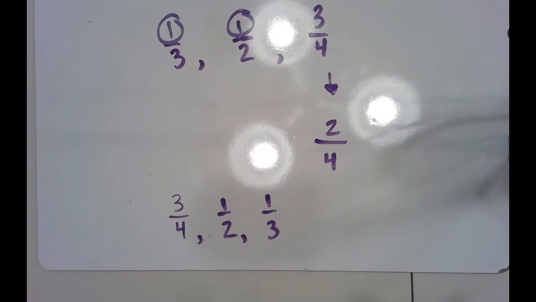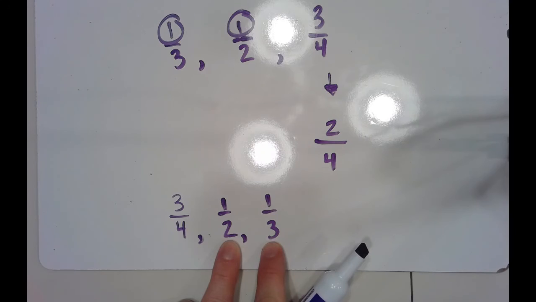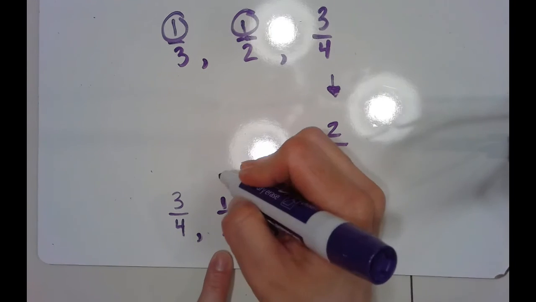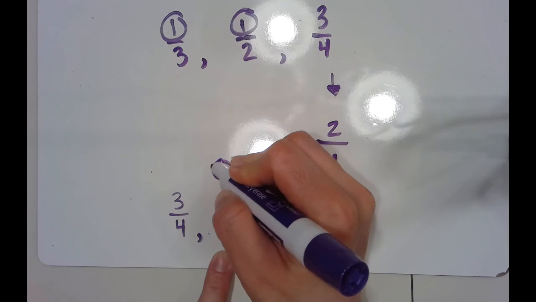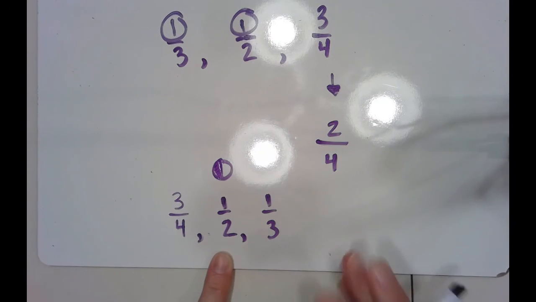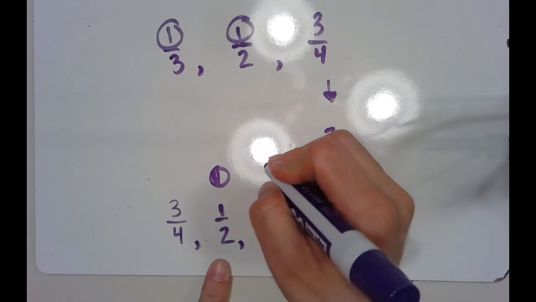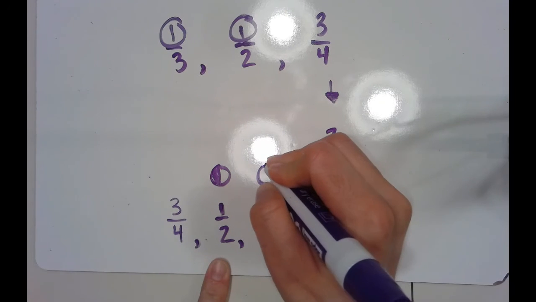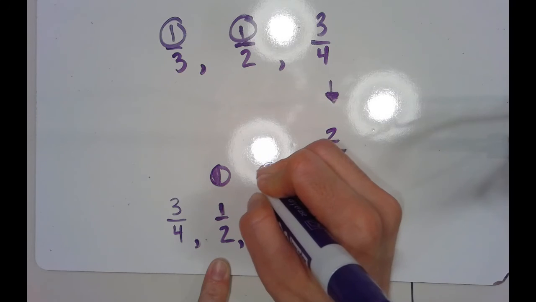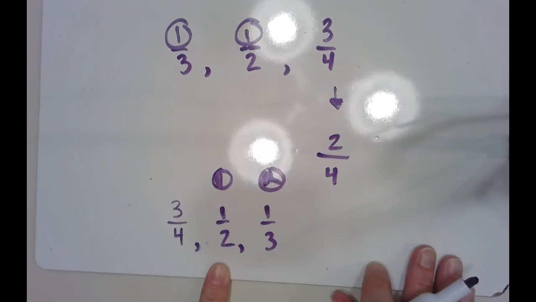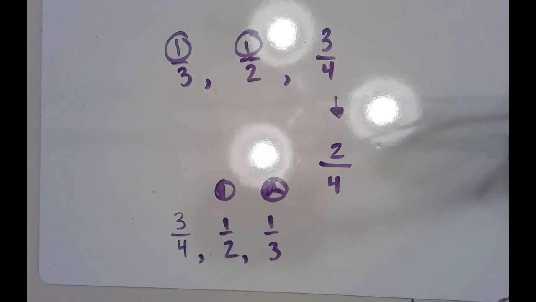Because remember, when you're looking at these two, in 1/2, your pie is only cut in half, is only cut into 2 pieces. So that piece that you're going to eat is bigger. In this pie, it is cut into 3 pieces. So the piece that you're going to get is smaller because it's cut into more pieces.